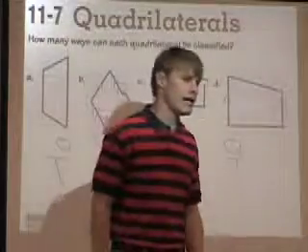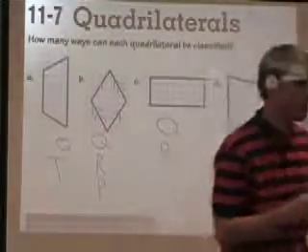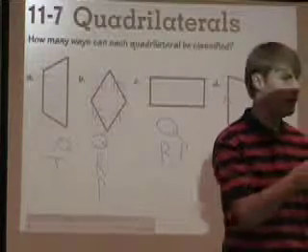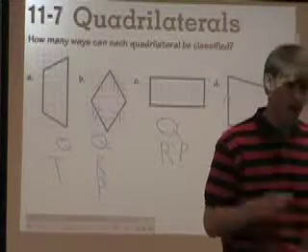Okay? So today you learned how to classify quadrilaterals, and then you learned that all four angles of a quadrilateral add up to equal 360.